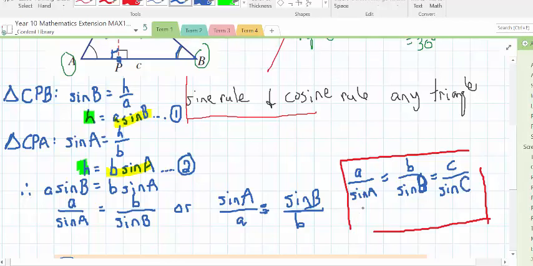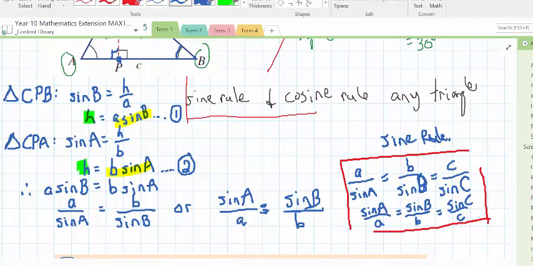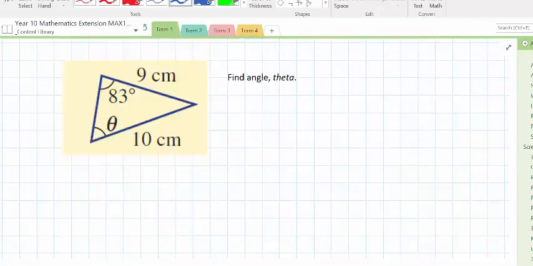You can also write it upside down. Sine A over side A equals sine of angle B over side length B, which equals sine of angle C over side length C. That is the sine rule in full form. Make sure you get that copied down.